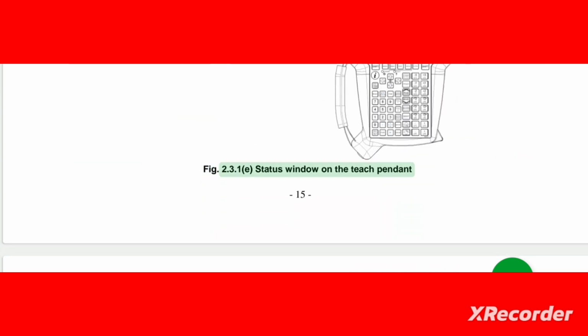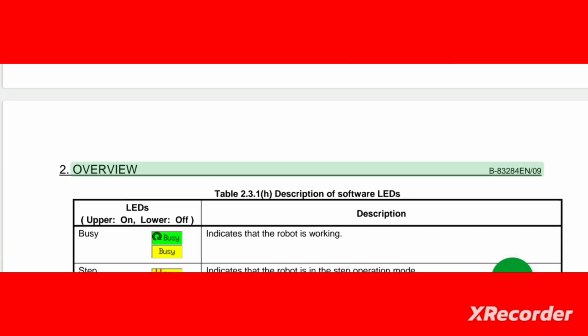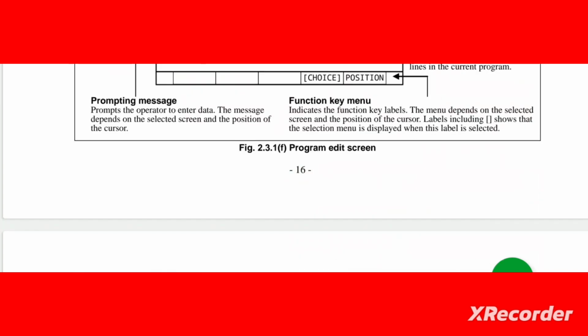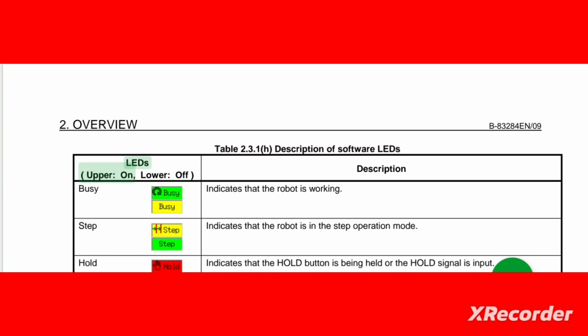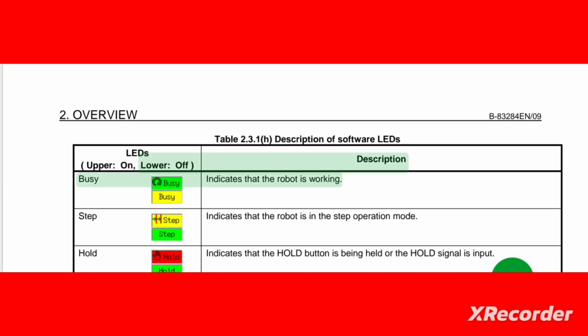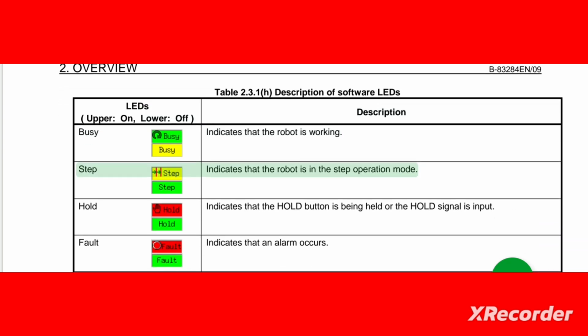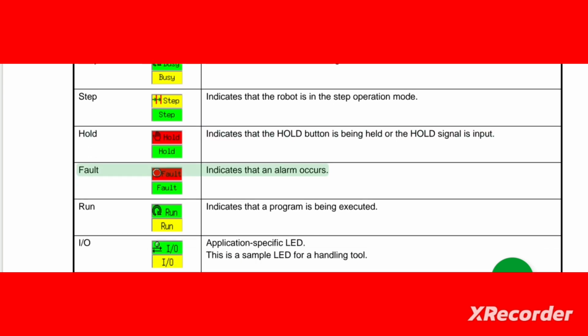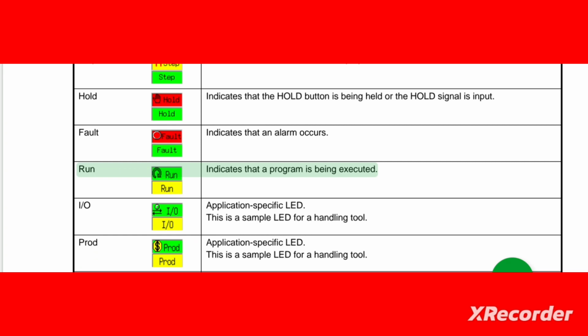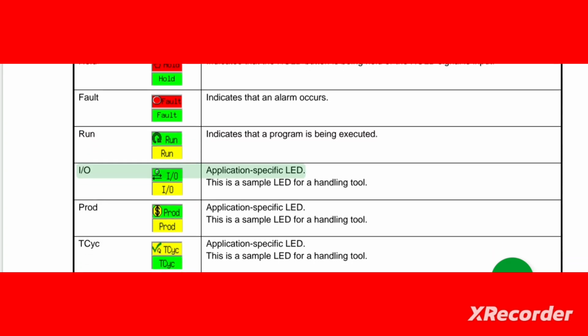Fig. 2.3.1 Status window on the teach pendant. Table 2.3.1 Description of software LEDs. LEDs: upper, on; lower, off. Description: Busy indicates that the robot is working. Step indicates that the robot is in the step operation mode. Hold indicates that the hold button is being held or the hold signal is input. Fault indicates that an alarm occurs. Run indicates that a program is being executed.